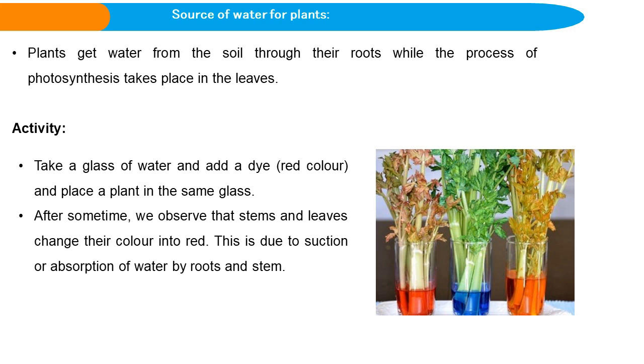This is due to the absorption of water by roots or stem. If you take stems, the stem also absorbs and it changes the colors of the leaves. So this is due to the absorption of water. By this experiment what we are learning is that roots absorb water. For photosynthesis and for the other activities of the plant, roots absorb water and supply it to all other parts of the plant.